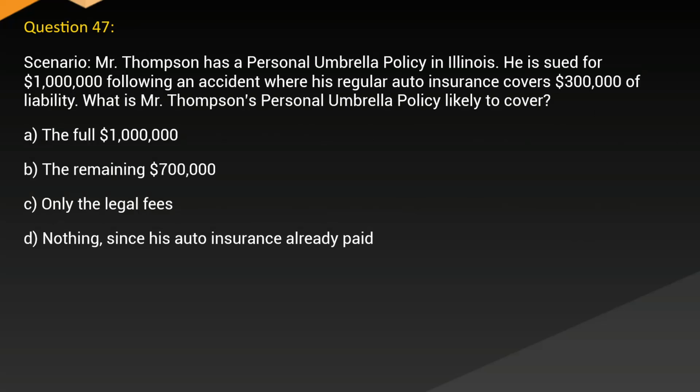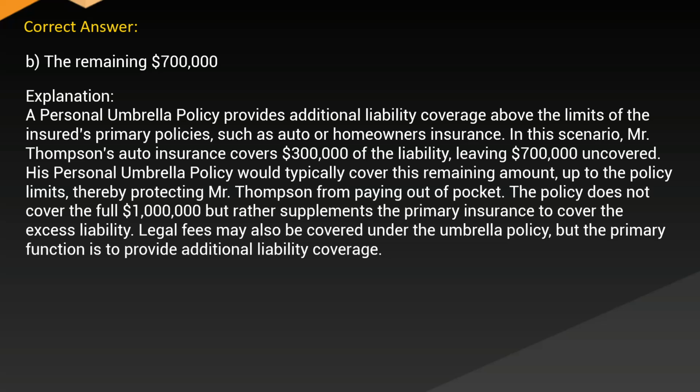Question 47. Scenario. Mr. Thompson has a personal umbrella policy in Illinois. He is sued for $1 million following an accident where his regular auto insurance covers $300,000 of liability. What is Mr. Thompson's personal umbrella policy likely to cover? A. The full $1 million. B. The remaining $700,000. C. Only the legal fees. D. Nothing, since his auto insurance already paid. Correct answer. B. The remaining $700,000.